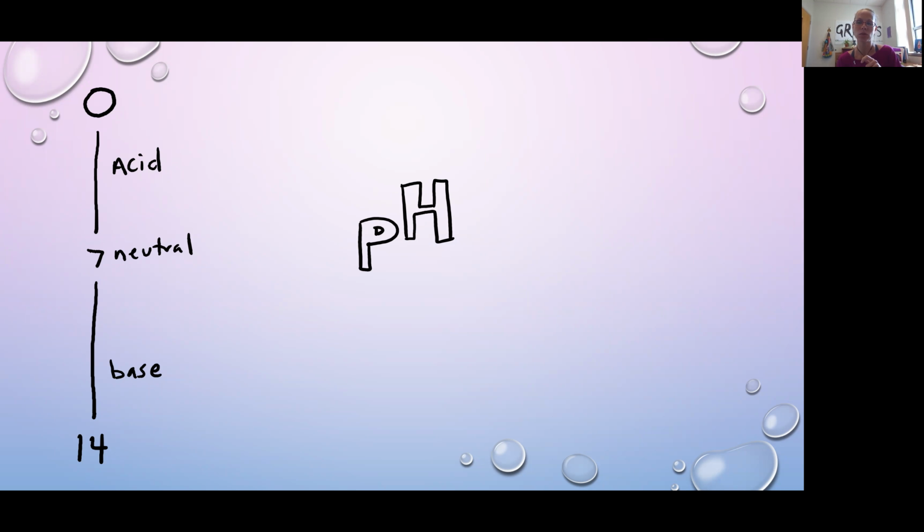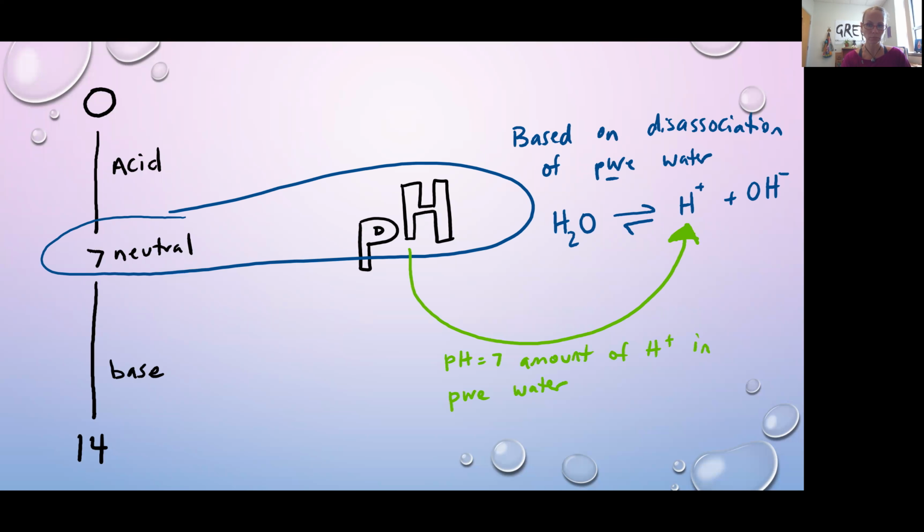Now, even though these numbers don't seem like they're big, a difference between 1 and 2 is really significant because your pH scale is a logarithmic scale. So you're actually changing by 10 when you're changing from a 1 to a 2. So it's pretty significant. Now, how did we actually derive a pH of neutral as being 7?